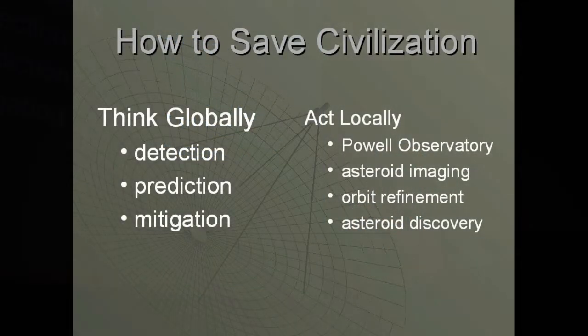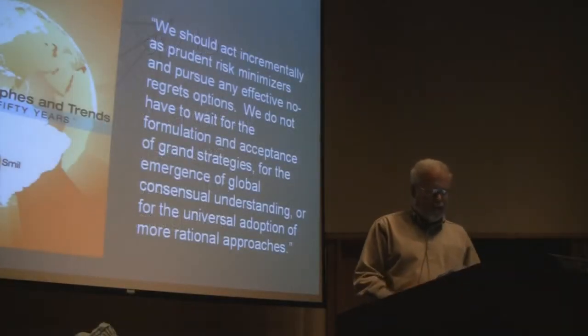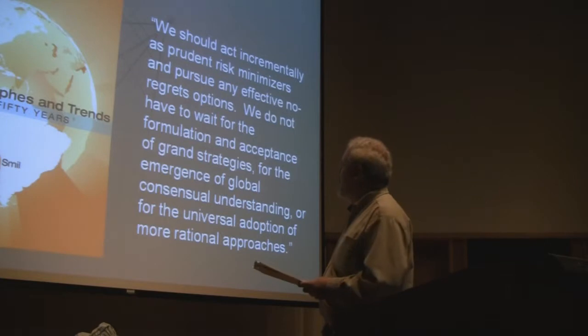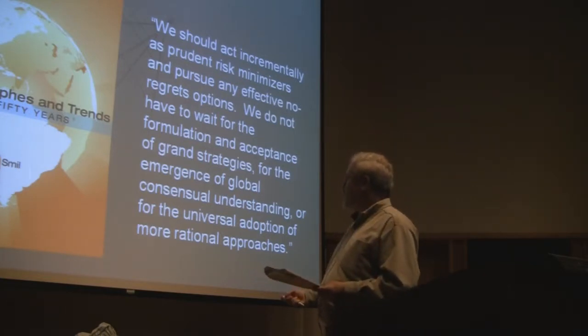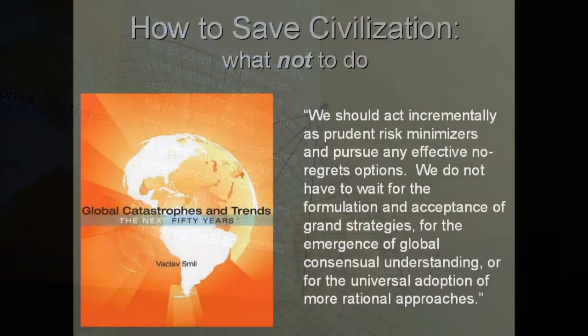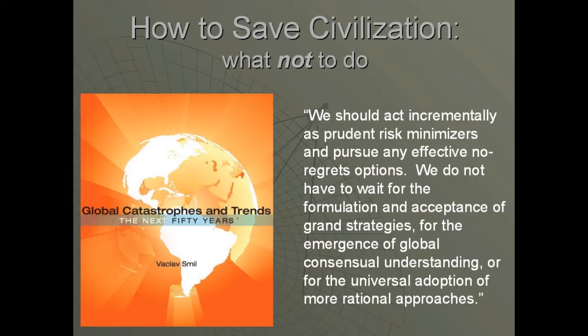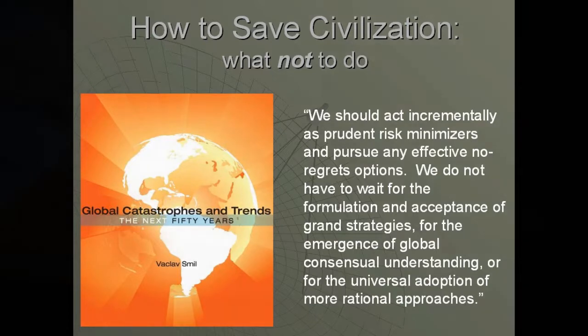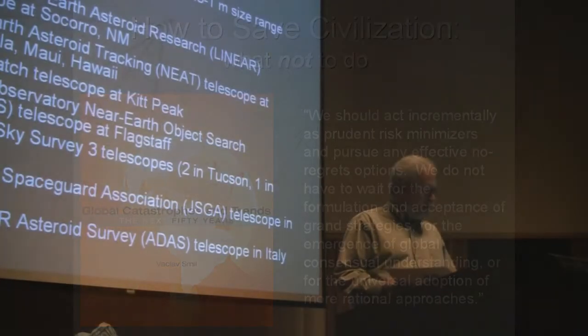Okay, and first, what not to do. This is probably the most important slide in the deck, so I'm actually going to read this. This is from a book called Global Catastrophes and Trends by a guy named Smil. He says, we should act incrementally as prudent risk minimizers and pursue any effective no-regrets options. We do not have to wait for the formulation and acceptance of grand strategies, for the emergence of global consensual understanding, or for the universal adoption of more rational approaches. In other words, just start working on the problem, okay? Don't wait for everybody else to figure it out.